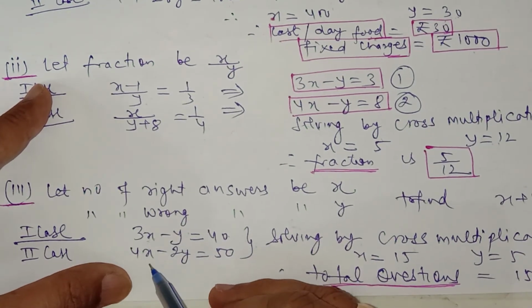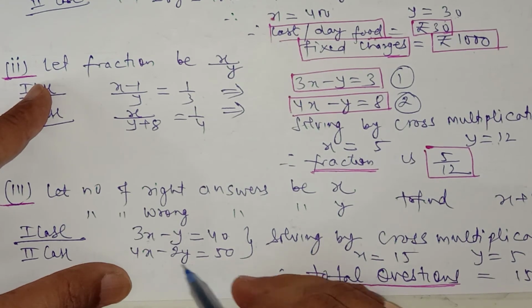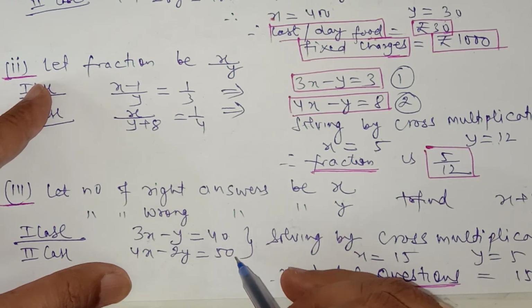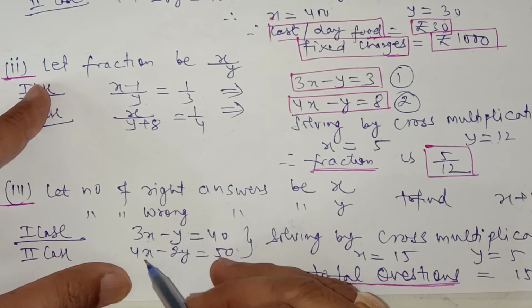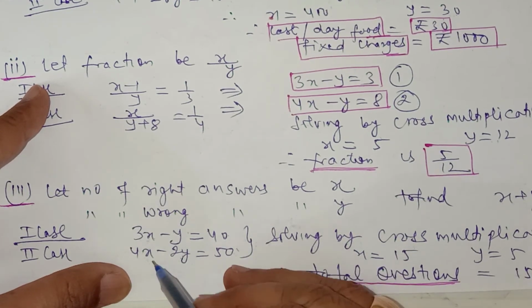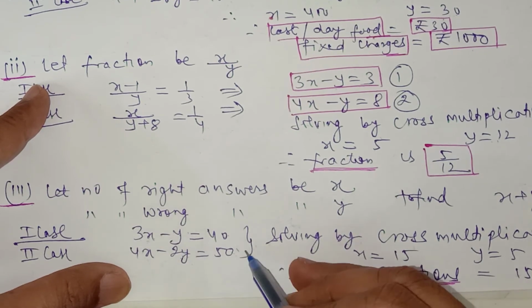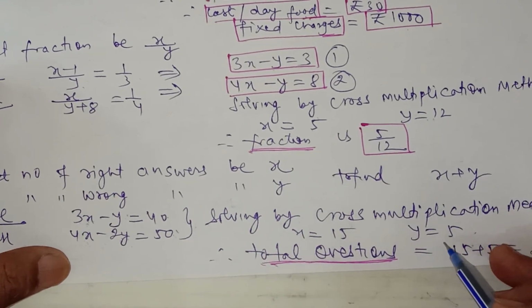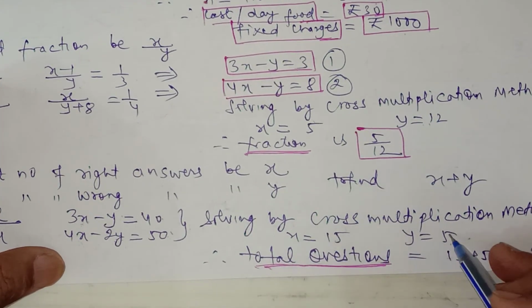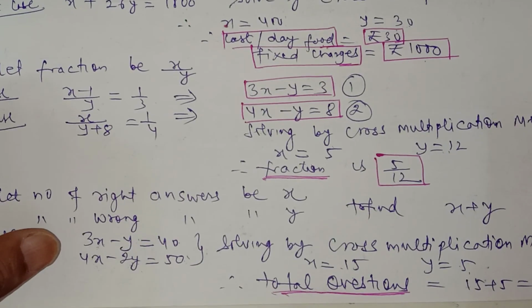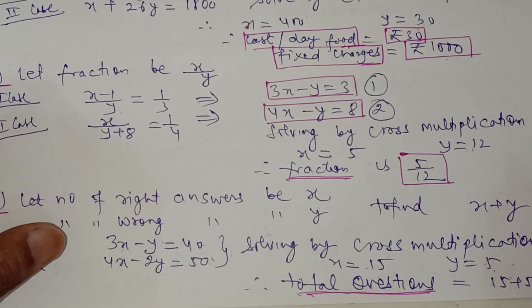In the second case, getting 4 marks for the correct answer and 2 marks deducted for the wrong answer, he is gaining 4X and losing 2Y. So he will get 4X minus 2Y is equal to 50 marks. Gaining 4 for each correct, losing 2 for each wrong. So gaining minus losing, the total is 50. By solving this by cross multiplication method, we get the value of X as 15 and Y as 5. And the total questions will be 20, correct plus wrong. 20 questions are there in this question paper. So we'll discuss in the next lecture. Thank you.